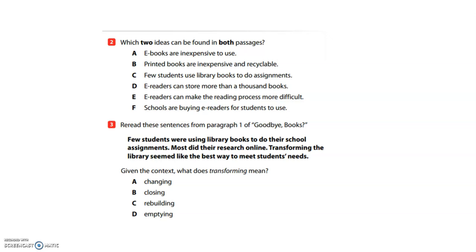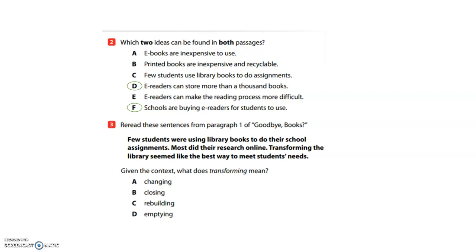Pause the screen to make your answer choices. Remember, you have to choose two answers. That's right. If you chose B and F, you are correct. Both passages say how many books e-readers can store, and both mention the use of e-readers in schools.